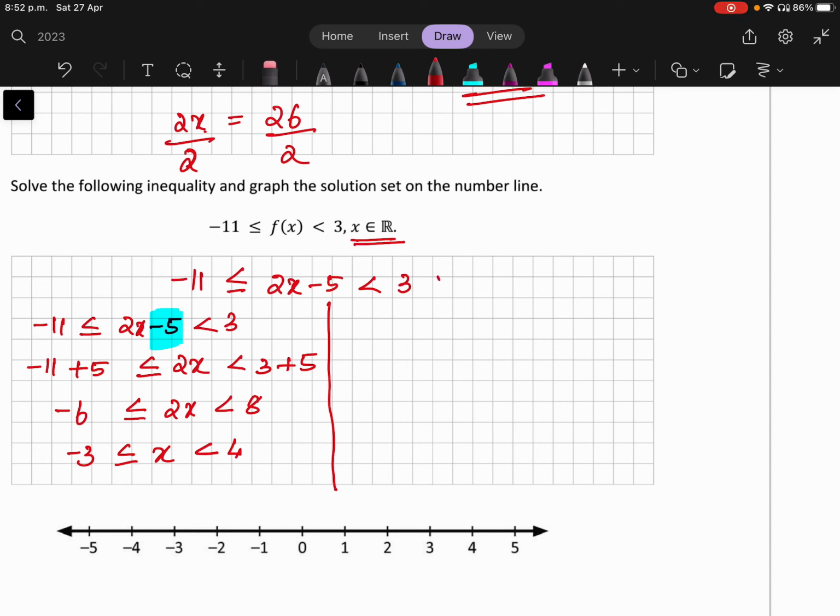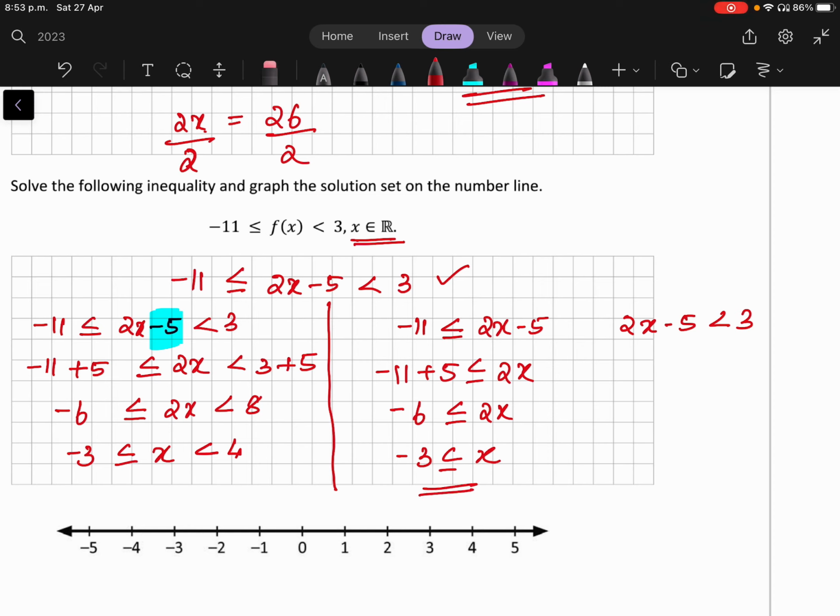The second method is you split this inequality as minus 11 less than or equal to 2x minus 5, and on the right hand side, the second inequality is 2x minus 5 less than 3. Now we know how to solve these two inequalities. So minus 11 plus 5 less than or equal to 2x, and minus 6 less than or equal to 2x, and then divide. So minus 3 less than or equal to x. This is the first side, and here it will be 2x.